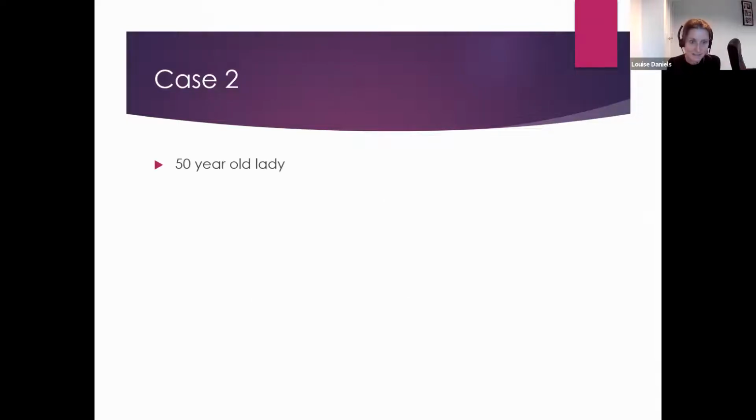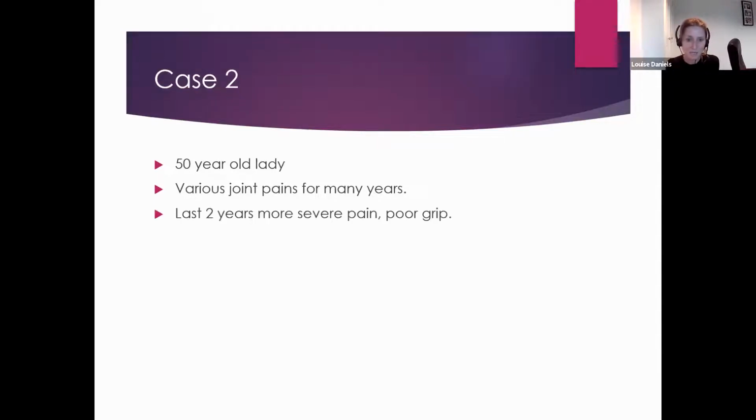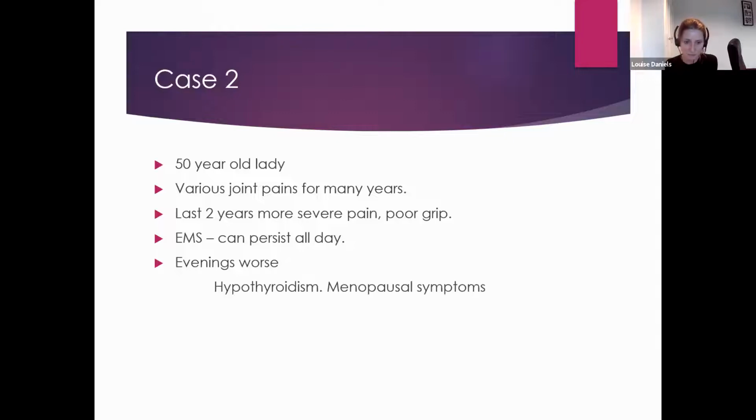The second case is a younger lady, so she's falling in the age range 40 to 60 where rheumatoid arthritis is onset more commonly. She's had various different joint pains for many, many years. Over the last 2 years, things have been getting more severe. Her grip's become poor. She's struggling with activities. She's very stiff. It can last all day. She doesn't really like doing very much at all. But things get worse during the day. By the evening, she's quite bad. Everything that she's done during the day has really exacerbated her joint pains. She's a little bit menopausal. She's got a history of hypothyroidism.